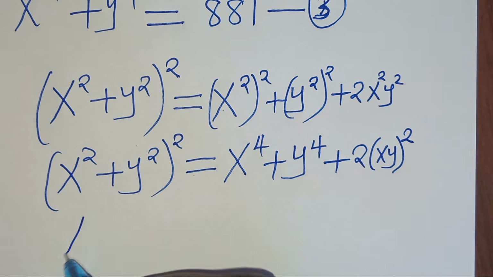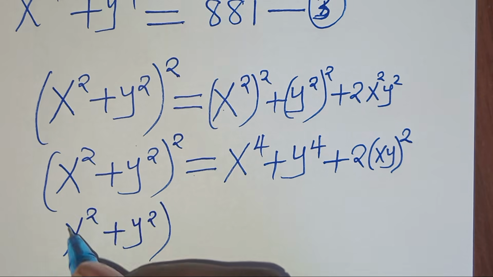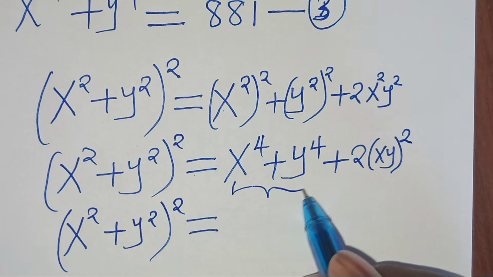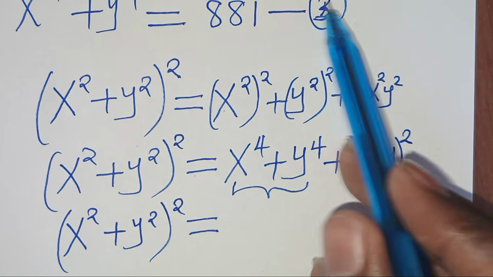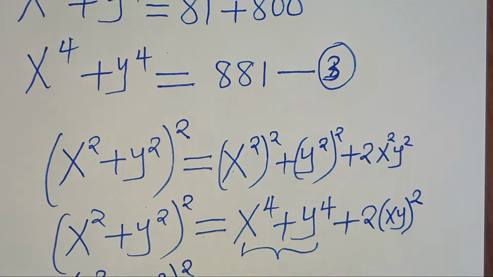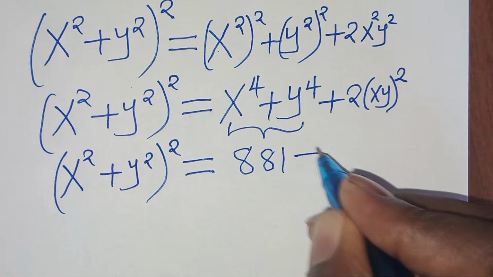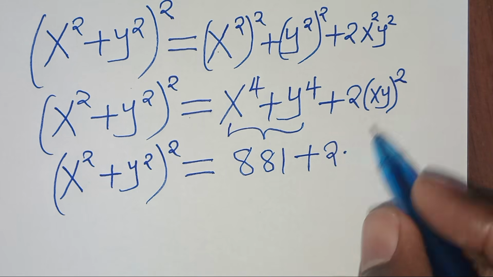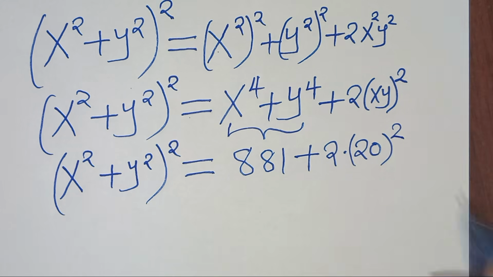So (x squared plus y squared) raised to the power of 2 is equal to, now we have x to the power of 4 plus y to the power of 4, which is what we have in equation 3. So we have 881. So let's substitute here: 881 plus, here we have 2 multiplied by xy, which from equation 2 is 20. So let's raise this to the power of 2.